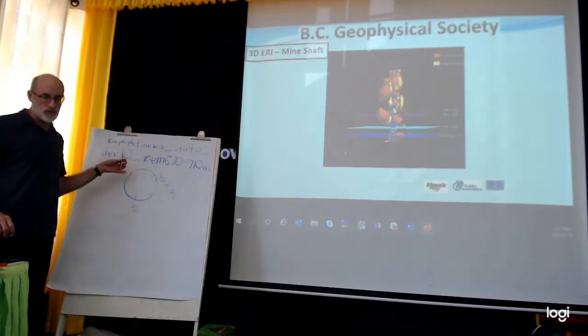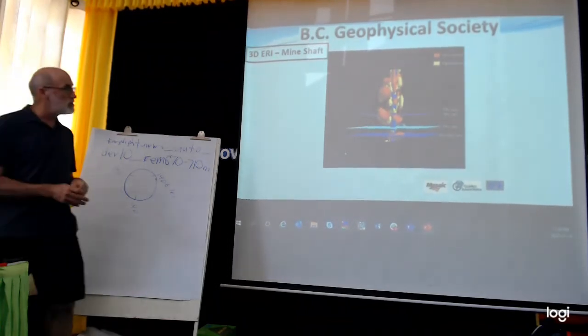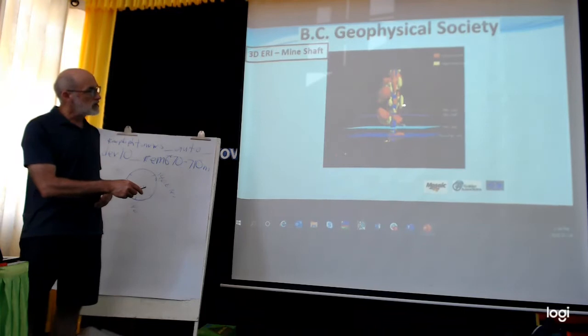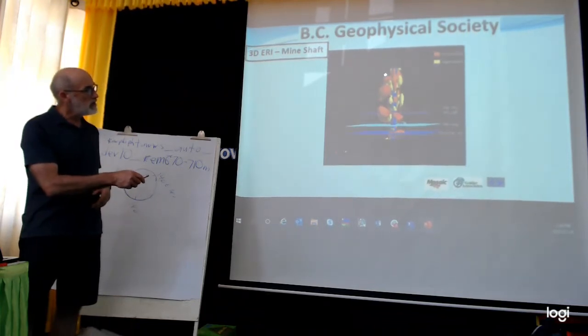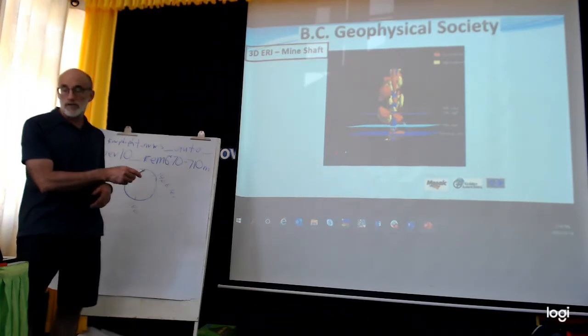This is over about 200 meters, and we were able to image resistive and conductive zones, and they drilled holes and sealed them off, filled it with concrete.